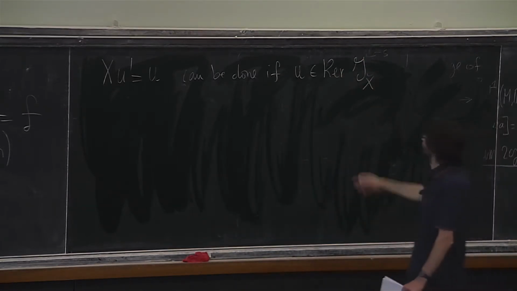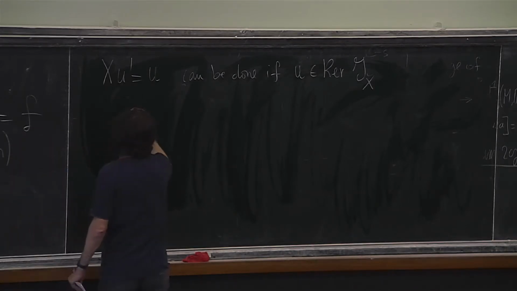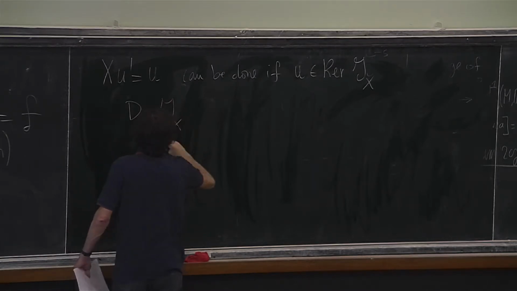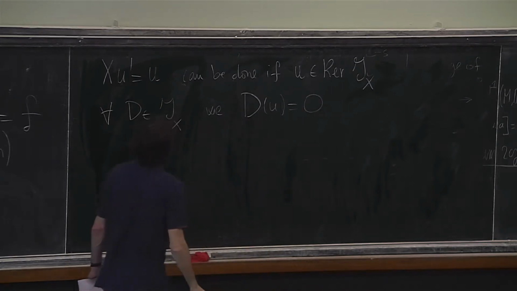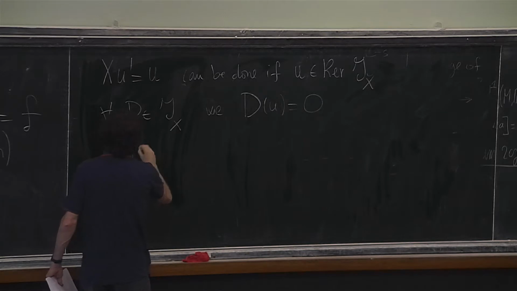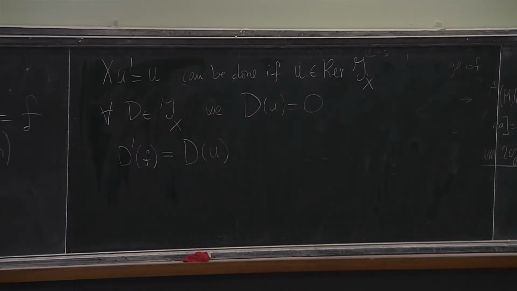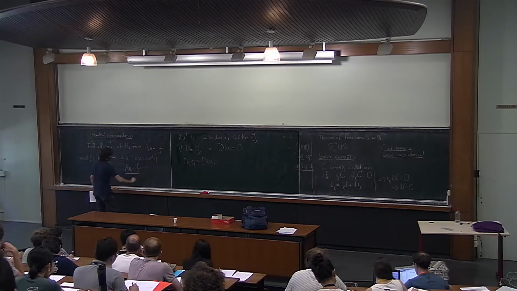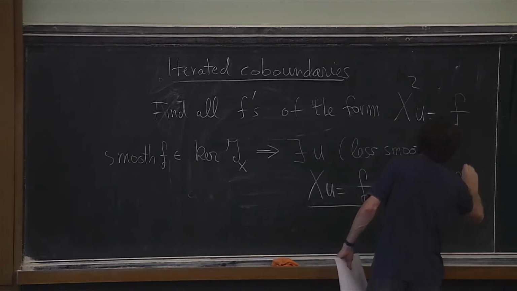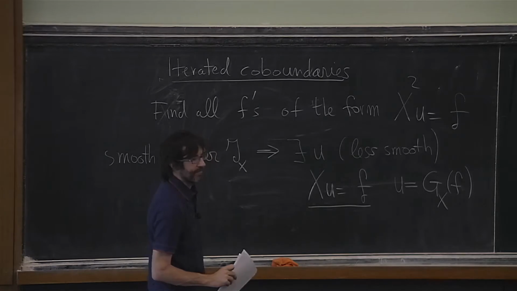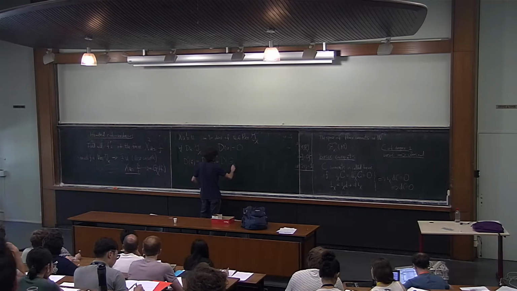So what does it mean that u belongs to the kernel of I_X, in terms of f? We have to have, for every D in I_X, D u equal to 0. And we can try to define D prime of f to be D of u. Now notice that u depends on f by solving this equation. So if you want, you can say there is a Green operator, a solution operator, such that u is some operator G_X acting on f. This is the operator that gives you the solution. So this distribution D prime is going to be just D applied to G_X of f.